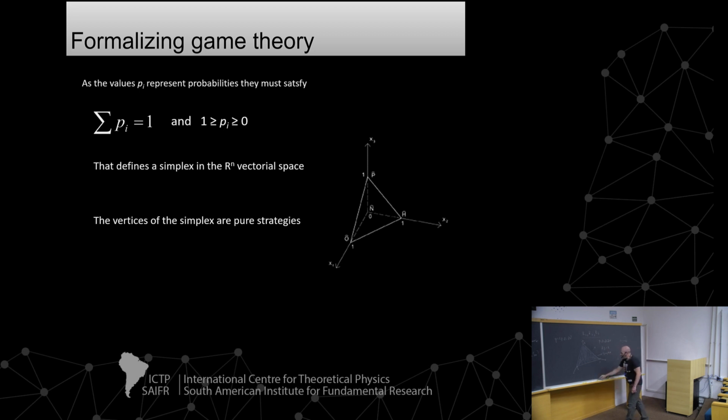And for example, this point here corresponds to a pure strategy because it is 0, 1, 0. This corresponds to another pure strategy, and this corresponds to another pure strategy. This, for example, could be the 1, 0, 0. That means that I have R1. This corresponds to 0, 1, 0. I have R2. And this corresponds to 0, 0, 1. That is R3. So these points are the pure strategies. And the other points on this face are the rest of the mixed strategies.